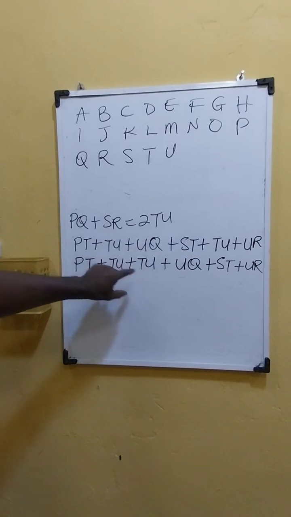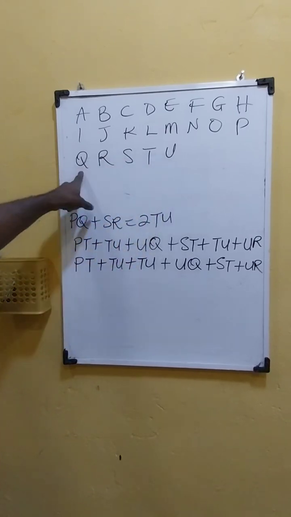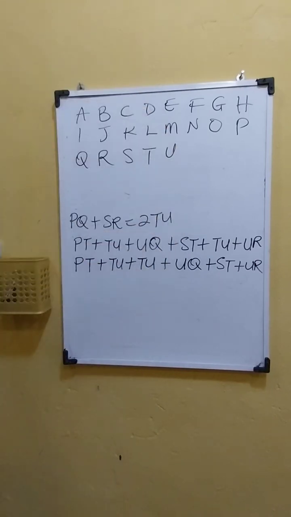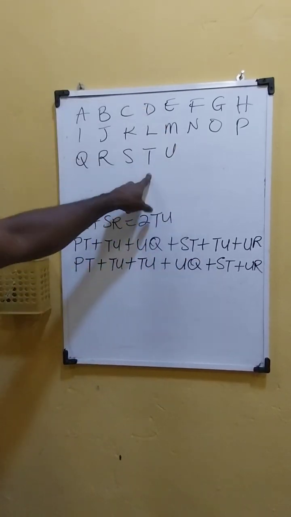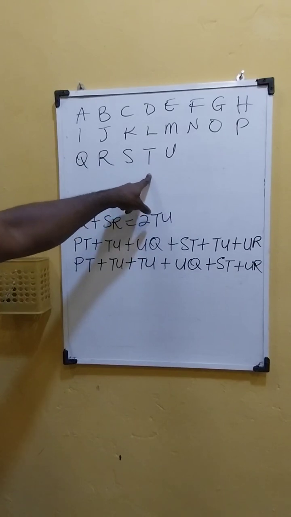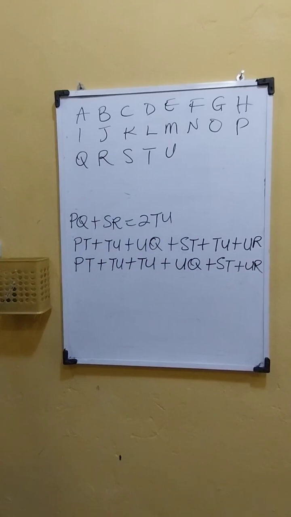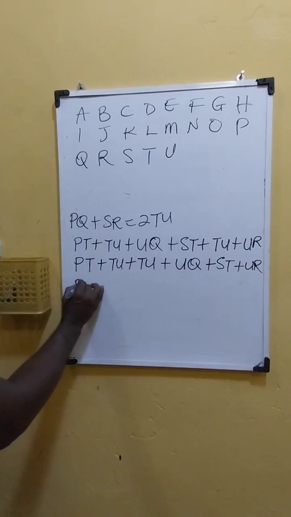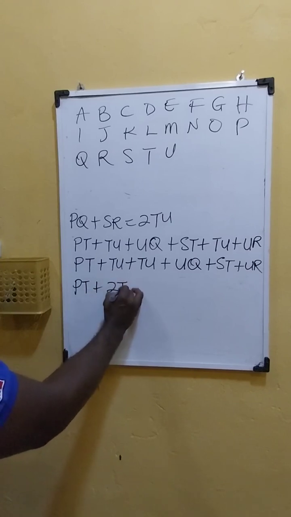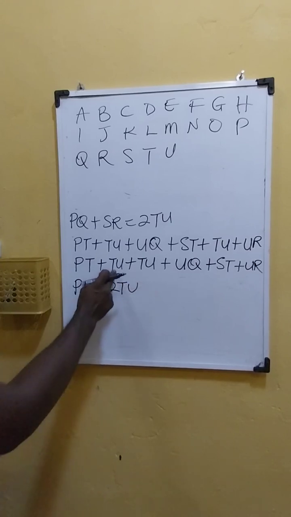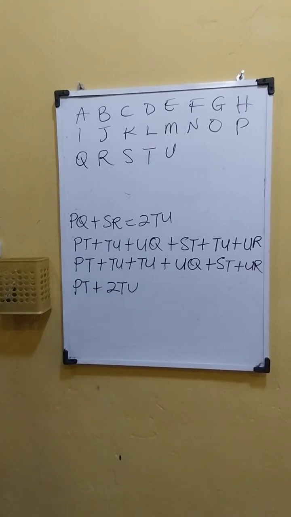So we'll bring the TU together. Then it goes UQ. Remember, we have to put it the other way. UQ. Then we have ST. ST follows. Then the last one is U arrow. So let us rearrange them. So we take PT down again. Plus, this is actually what? 2TU. TU plus TU is what? 2TU. Am I correct?